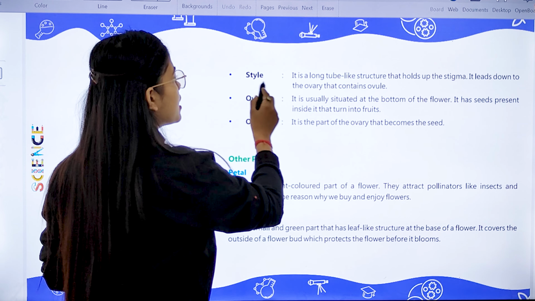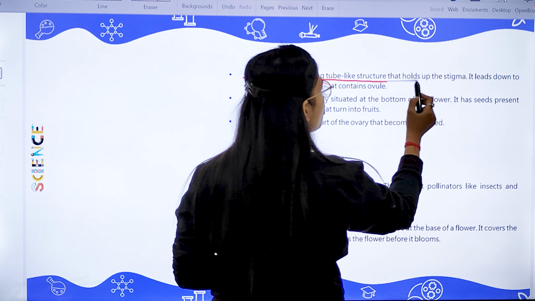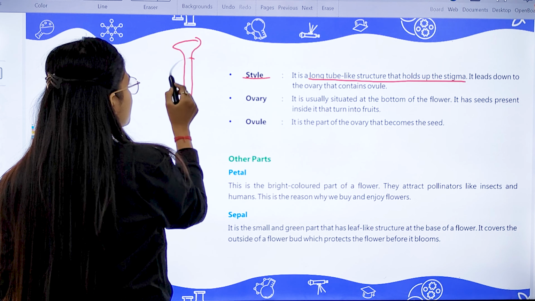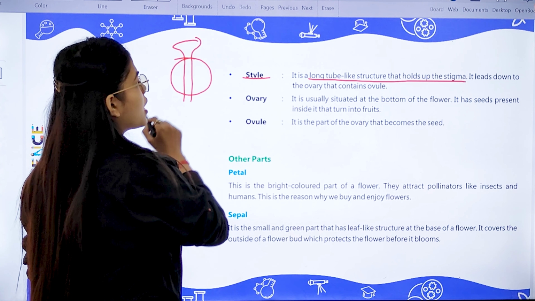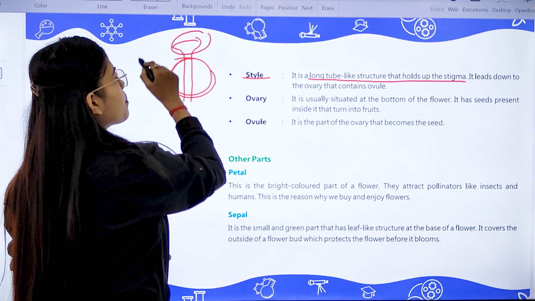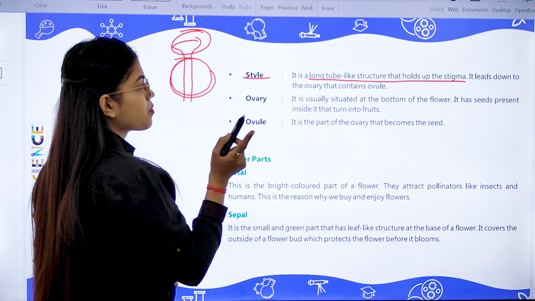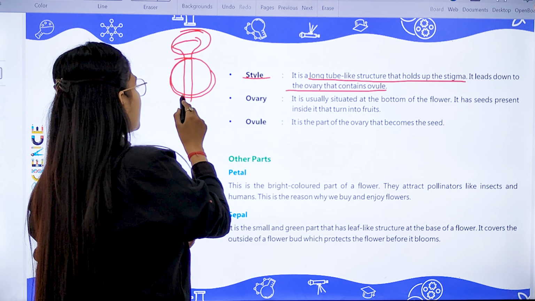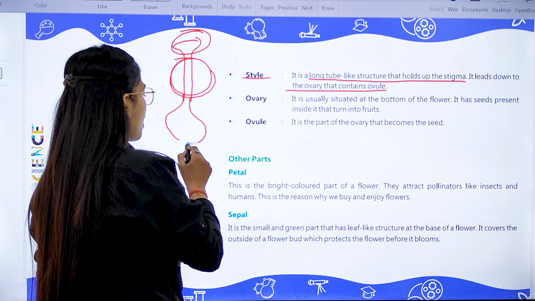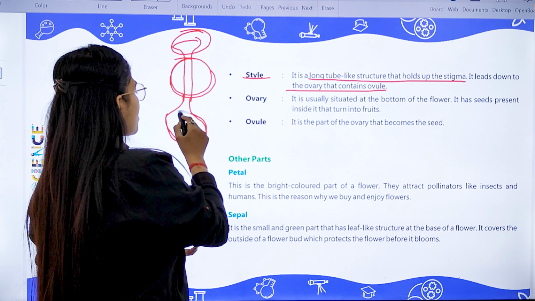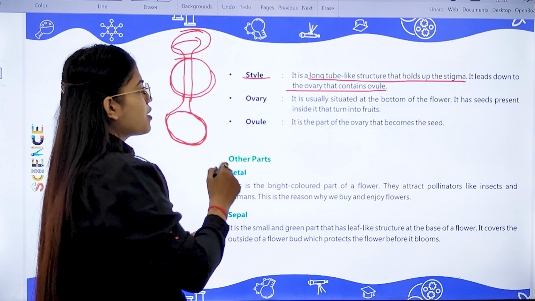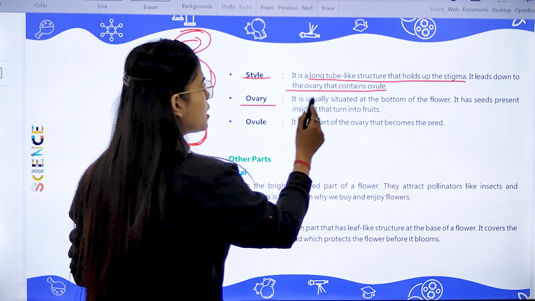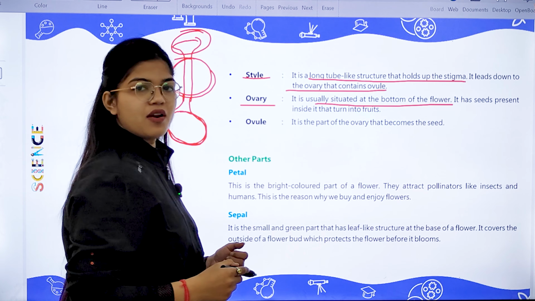Okay? See, style. Style is a long tube-like structure. This part is known as style. And this style only holds up the stigma upwards. It leads down to the ovary that contains ovules. Okay? It leads down, that means towards its down position, there is a swollen structure known as ovary, and inside the ovary, the flowers have ovules. Ovary is usually situated at the bottom of the flower, right?